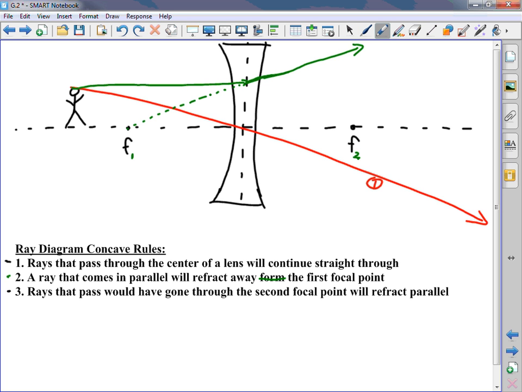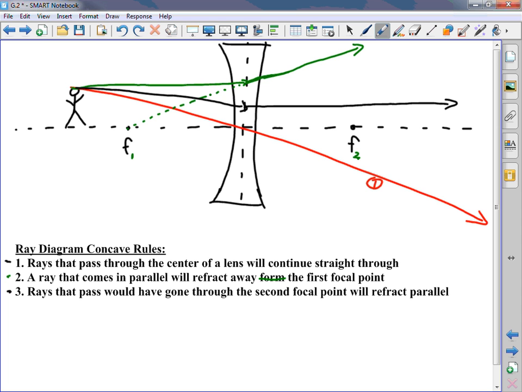But anyway, number 3. Rays that would have gone through the second focal point. So it's almost like I'm aiming for the second focal point. In fact, it's not like I'm almost aiming, I am aiming. In other words, if it could have, it would have gone through the second focal point. You see what I'm saying here? I'm aiming for it. Okay, let me erase my dots here. A ray that would have gone through the second focal point, if the lens wasn't in its way, will refract parallel.